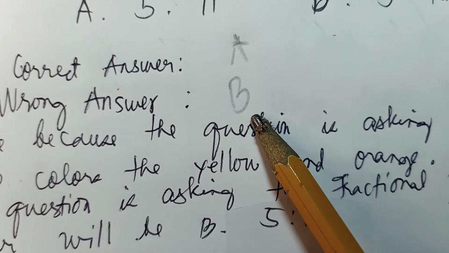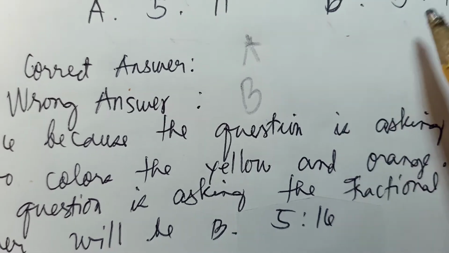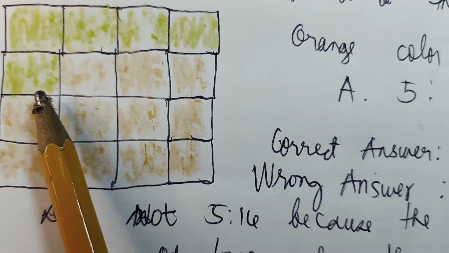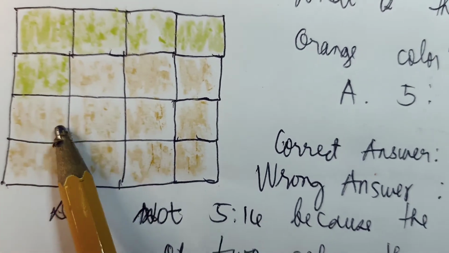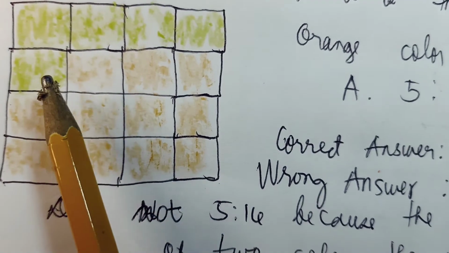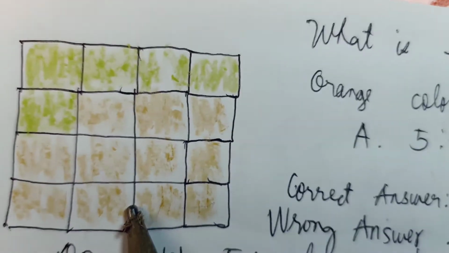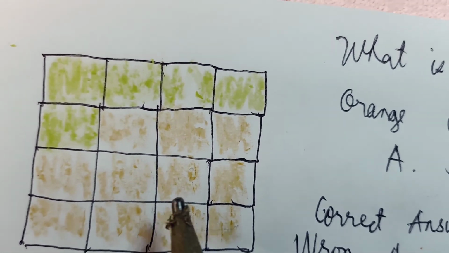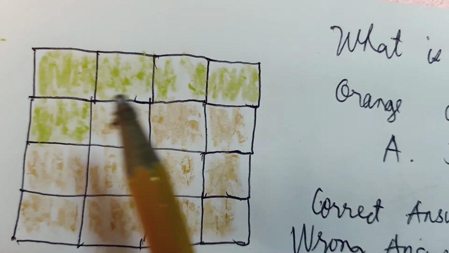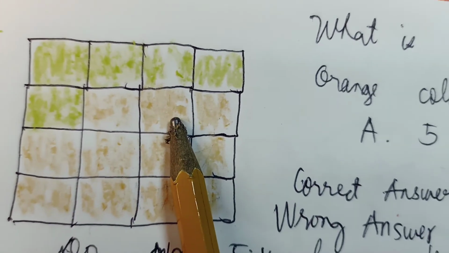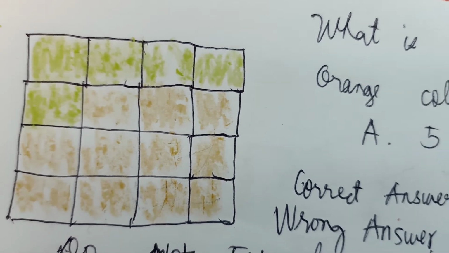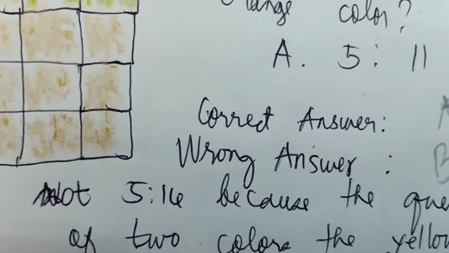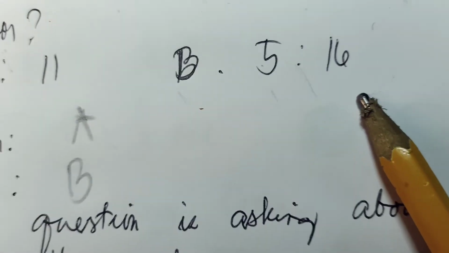5 is to 11, not 5 over 16. Why? Because the question is the ratio of color orange and yellow. Yellow is 5 and 11 is the orange. So, it is not 5 over 16. Did you think of 5 over 16? That is because 16 is the total, and 5 is the colored part. It would be possible if the question is asking for the fractional part. A fraction was asked, so the answer would be B, 5 over 16.